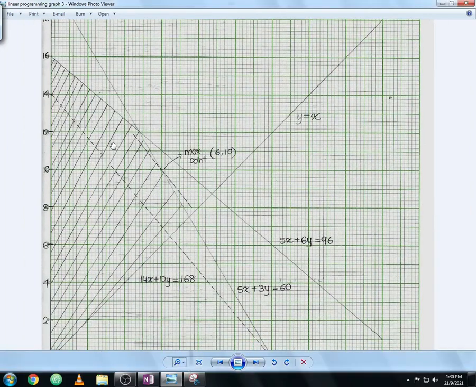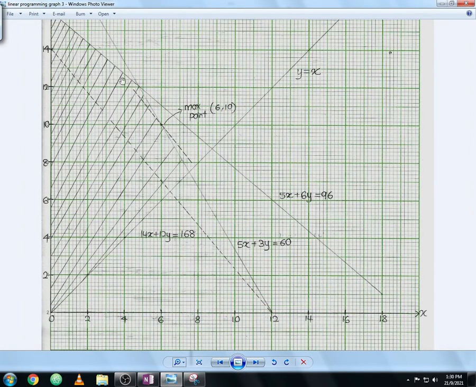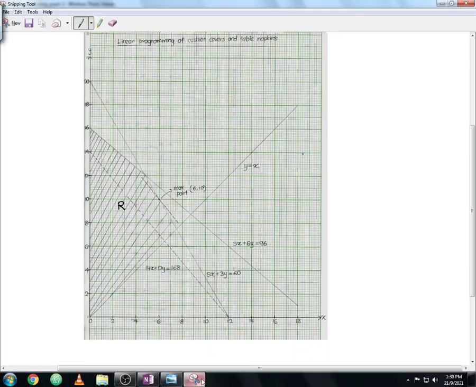Okay, so this is how your graph actually looks like. So let me close this and open another graph paper. Okay, so from here up until now, I hope you guys understand.